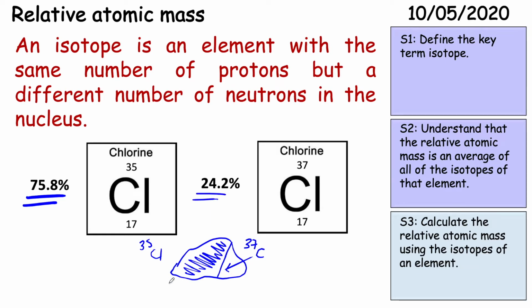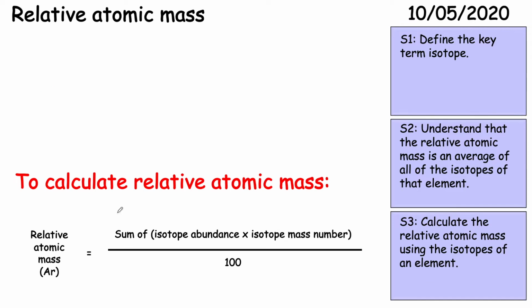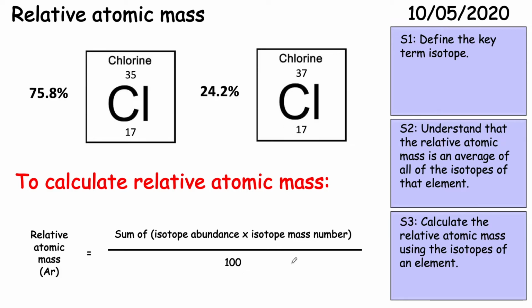But I want to know what the relative atomic mass of the whole thing is. Now to do that we need to do a calculation, and that's how you do it. The relative atomic mass equals the sum of the isotopic abundance, so how much of a particular isotope you have, times its mass number, divided by 100. Now this 100 is all the abundances added together. It should always be 100 because you can only have 100%. If we go through this with chlorine, we should get 35.5, which is what you see on the periodic table. So let's have a go.